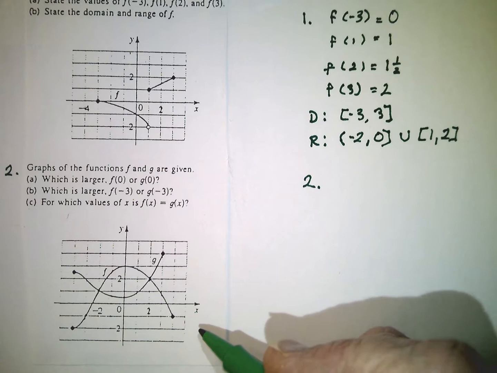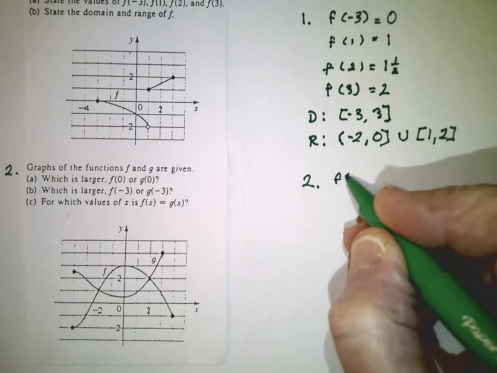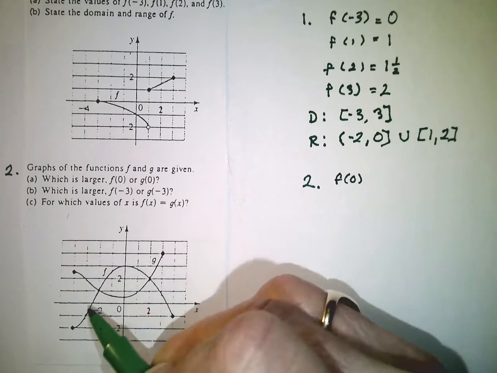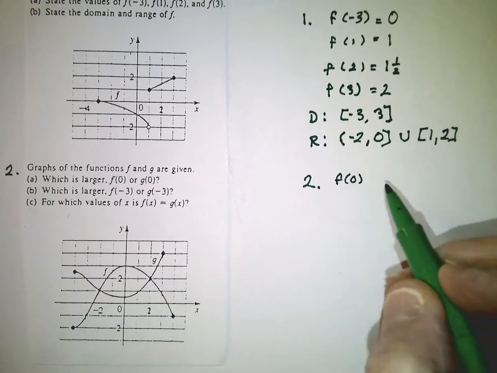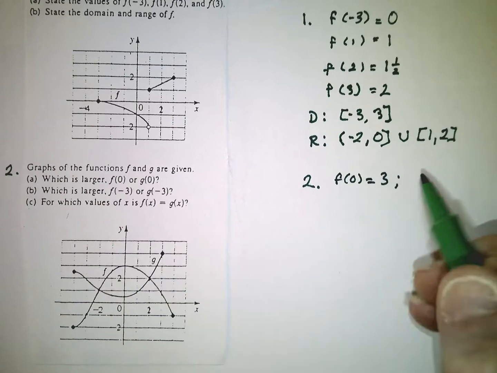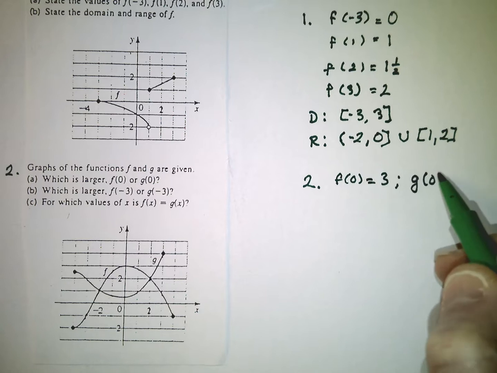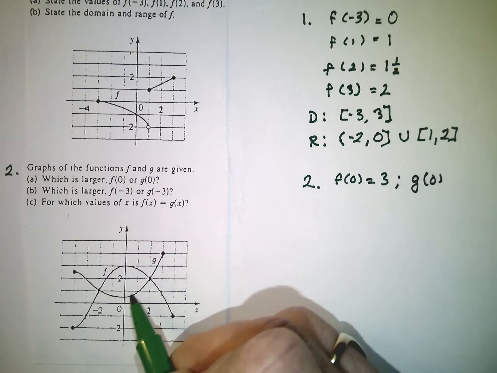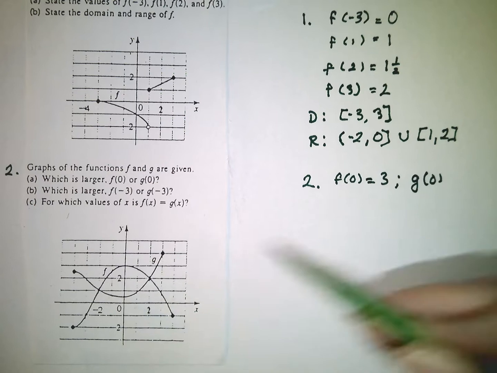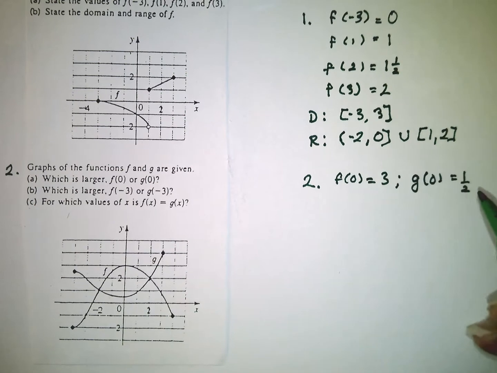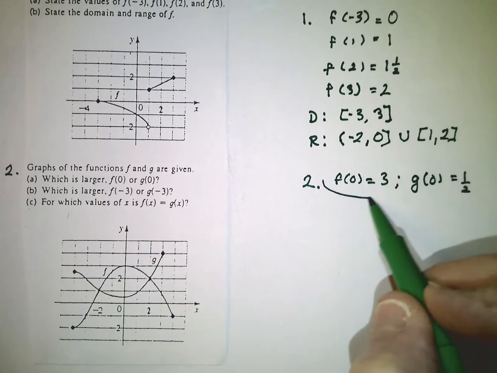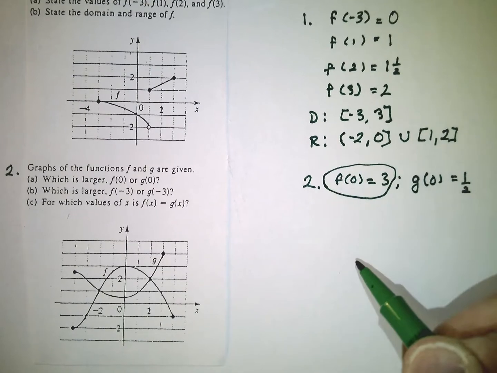So which one's larger? Well, f of 0, the f function value when x is 0 looks to be 3. And g of 0, the g function value at 0 appears to only be 1/2. So which one is larger? That would have to be the f of 0 function.